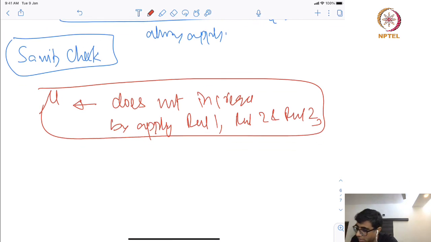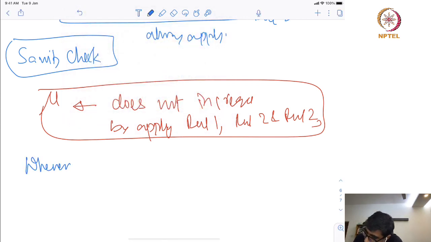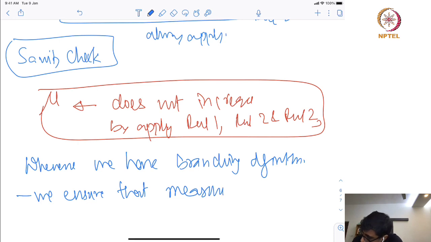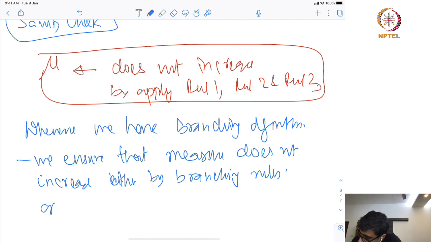So this is very important: whenever we have a branching algorithm, we ensure that the measure does not increase, either by branching rules or by reduction rules.